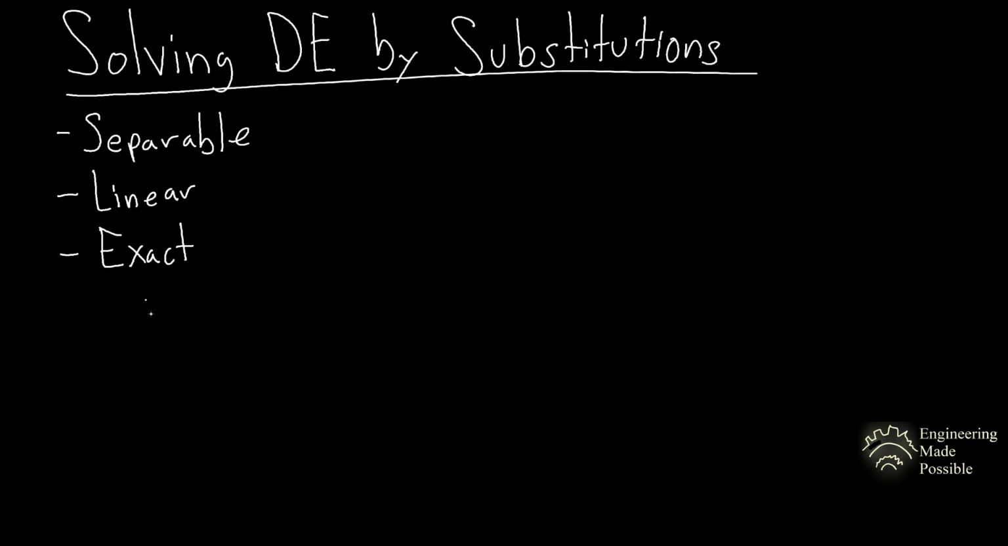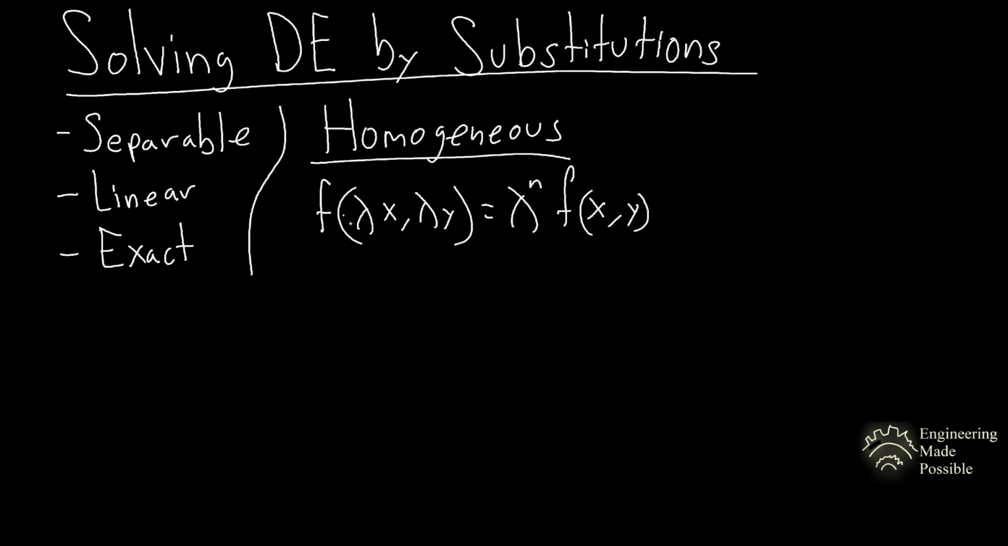So in order to use the method of substitutions, you first have to determine whether a differential equation is homogeneous or not. And that's nothing more than saying when you have some function of, let's call this constant lambda, lambda x and lambda y, you're able to factor out the lambda to the n power of that function. That means it's homogeneous. Now let's go ahead and do an example of this.